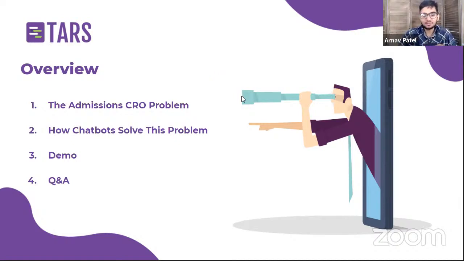In the second part of the webinar, we are going to talk about how chatbots solve the problem that we talked about in part 1. And then my favorite parts of the webinar, parts 3 and 4, we're actually going to show you what it looks like in action. Like I mentioned at the beginning, we're going to go to a live deployment of a chatbot on a university's website, see how it works, see what it achieves.